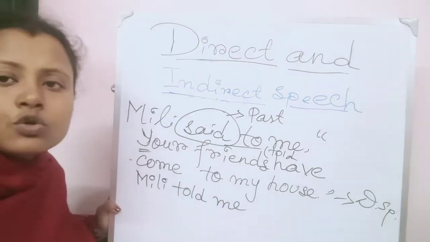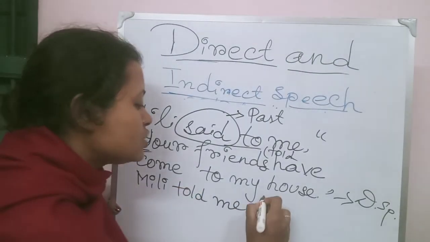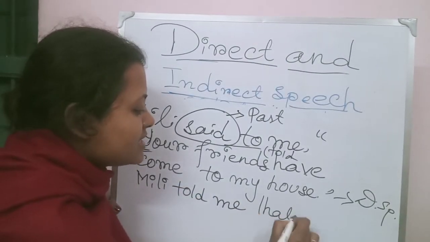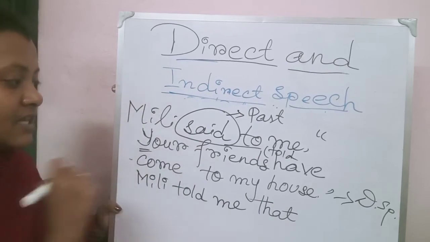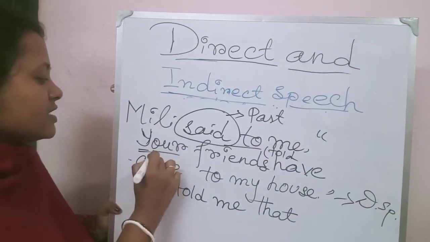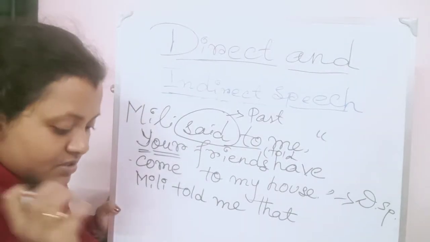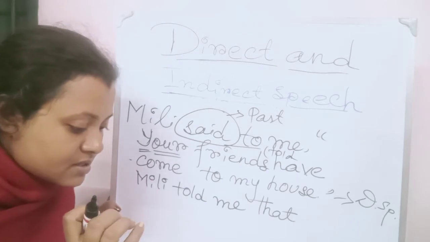Do not write "told to me." In this way you shouldn't write. So "Millie told me." After that you have to write "that." In place of the comma you have to write "that." So "your friend." "Your" is second person. Okay, the pronoun is written in second person.